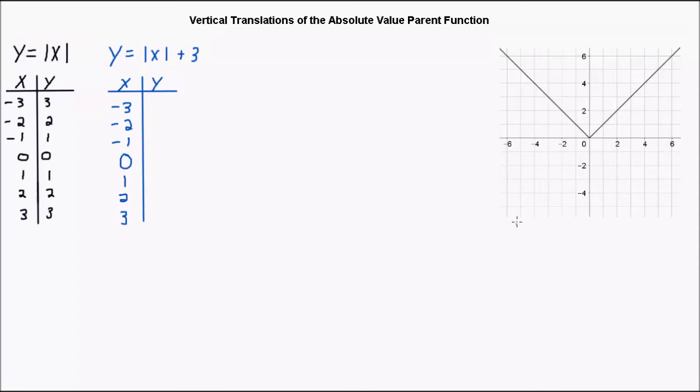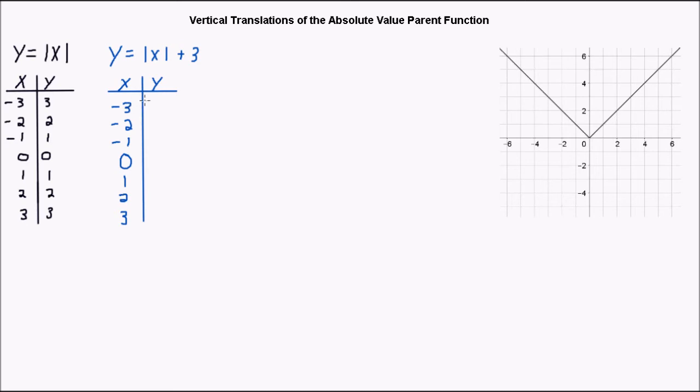Okay, let's look at vertical translations of the absolute value parent function. So I have a graph of the parent function y equals absolute value of x, and I have the table of values for the same function, and I'm going to graph y equals |x| + 3. To do this, I'm going to plot some points. So we'll start with this list of x points and find their y values.